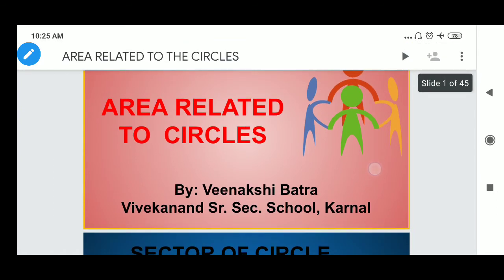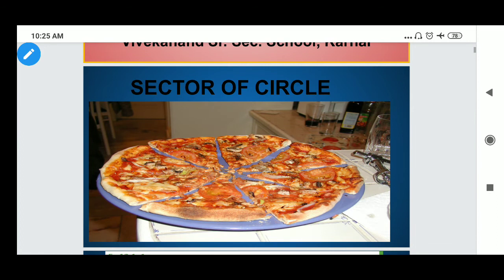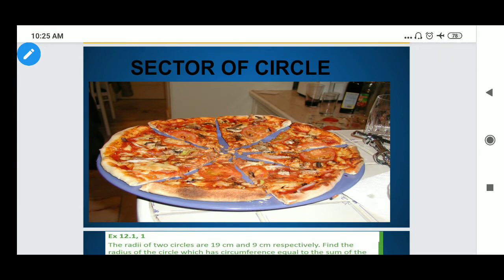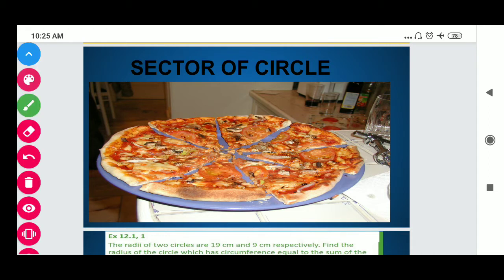Students, in the previous session, I explained to you all the formulas and basic concepts related to the area related to circles. Now, here we have a shape of a circle that has been divided into sectors. Students, we have a pizza. You know that pizza is in the shape of a circle, and if we cut the pizza from the middle, here we have the two radii, and this is the arc. Okay, what is an arc?